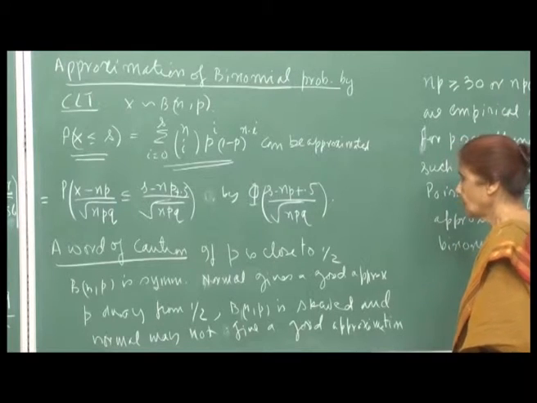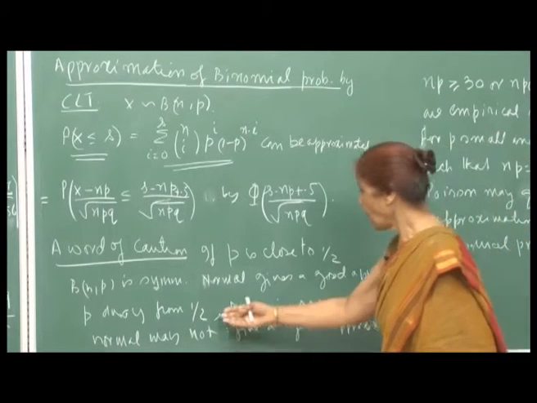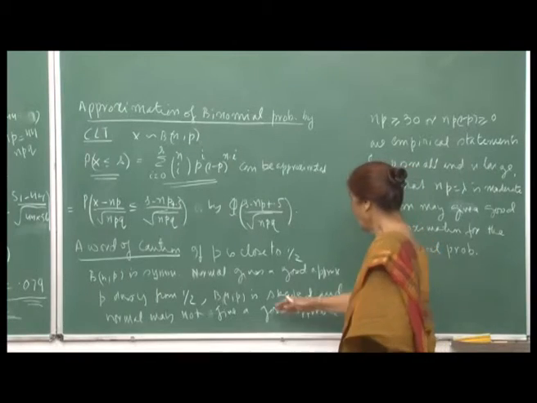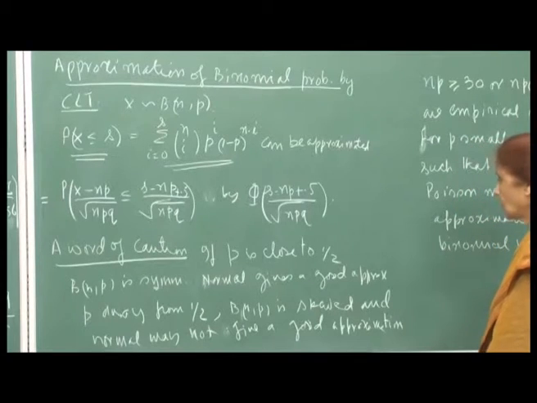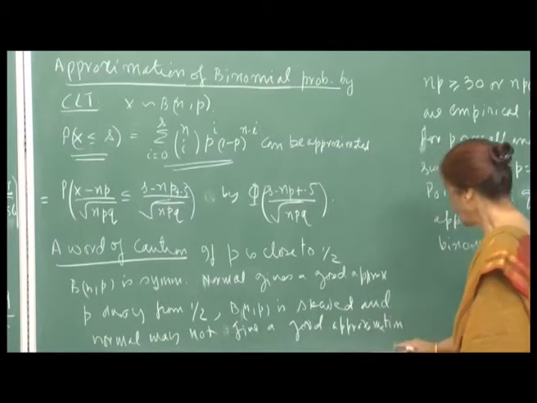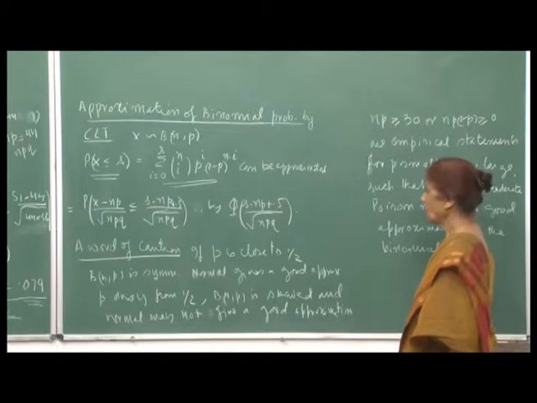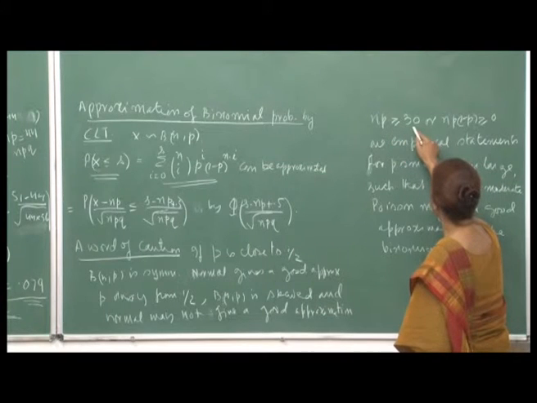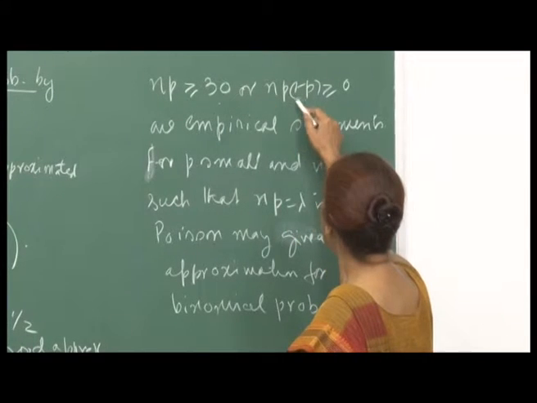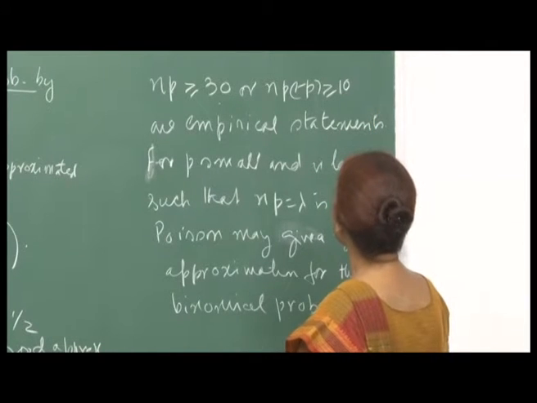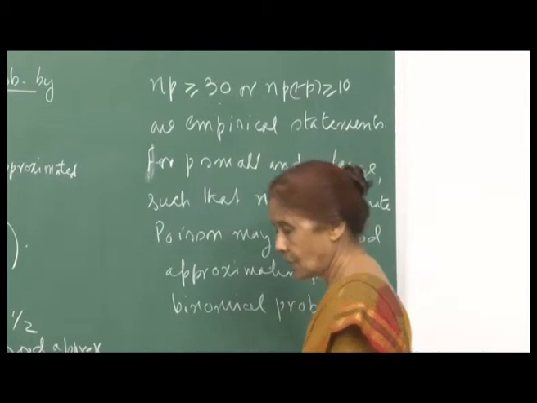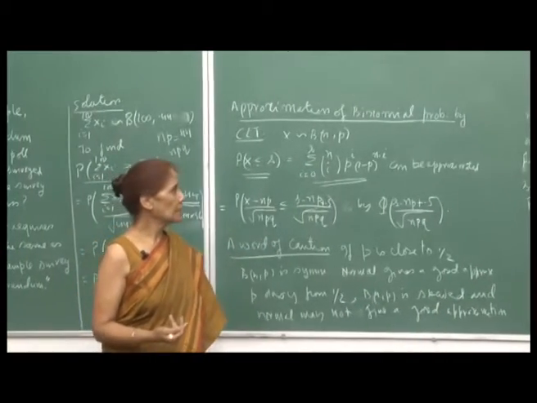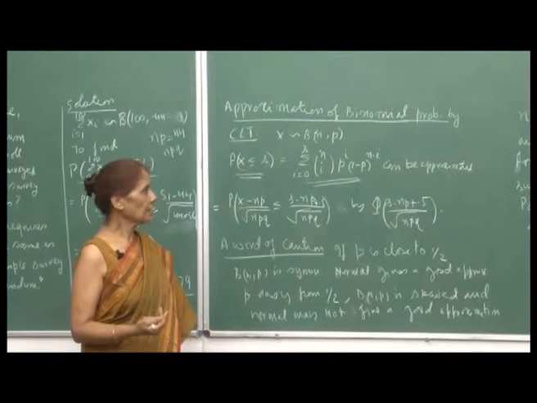But when p is away from half, the binomial will be skewed, maybe to the right or to the left, and in that case it is not necessary that the normal distribution will give you a good approximation of the binomial probabilities. It is often said that if np is greater than or equal to 30 or np(1 minus p) is greater than or equal to 10, then the central limit theorem will always give a good approximation, but these are empirical statements.